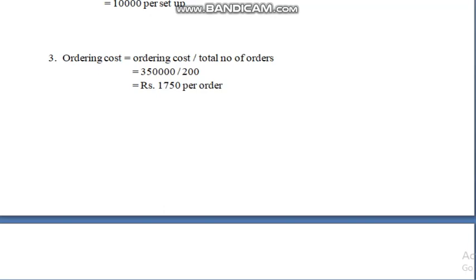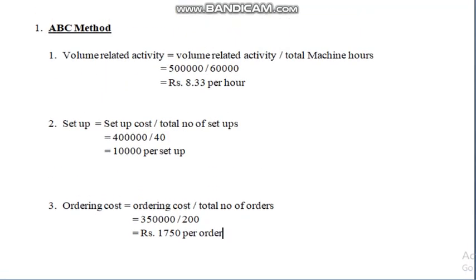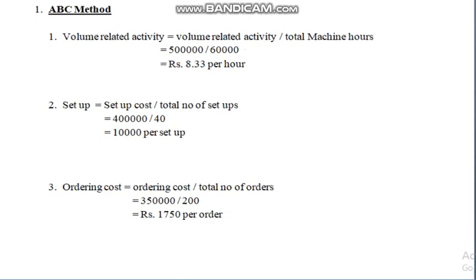So we have calculated the activity driver rates. For volume related activity, 8.33 per hour. For setup cost, 10,000 per setup, and ordering cost 1,750 per order. Now move on to the cost sheet.